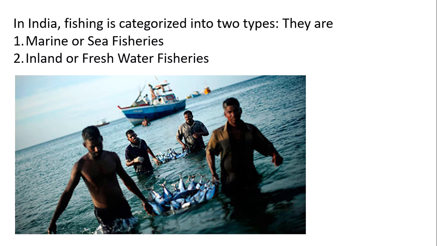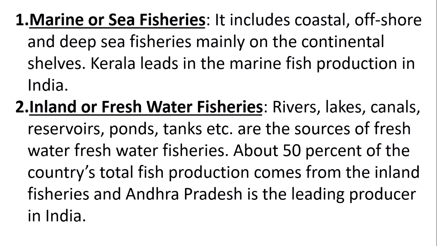We'll see first of all marine or sea fisheries. Offshore and deep sea fisheries mainly you find on the continental shelves, and Kerala leads in the marine fish production in India. Next, inland or freshwater fisheries, especially rivers, lakes, canals, reservoirs, ponds, tanks, from all these we get fishes and it's sold. Andhra Pradesh is a leading producer in India for inland fishing.